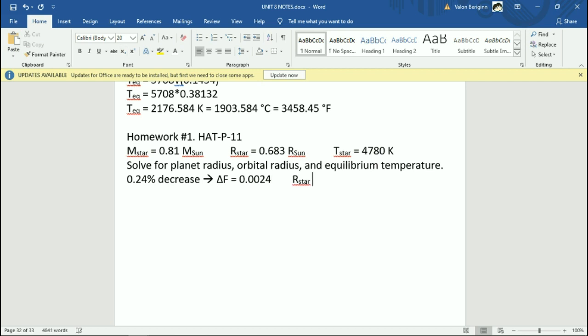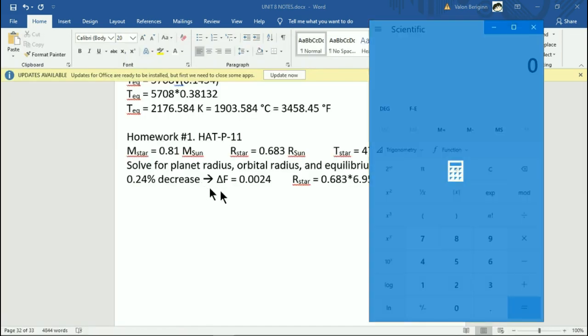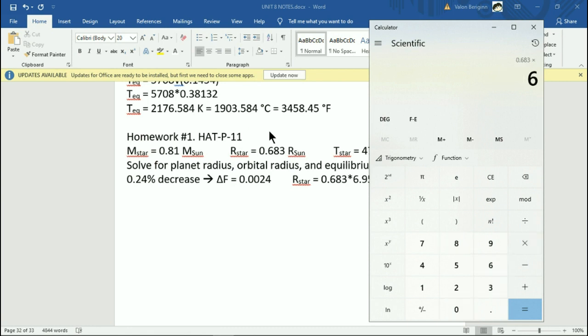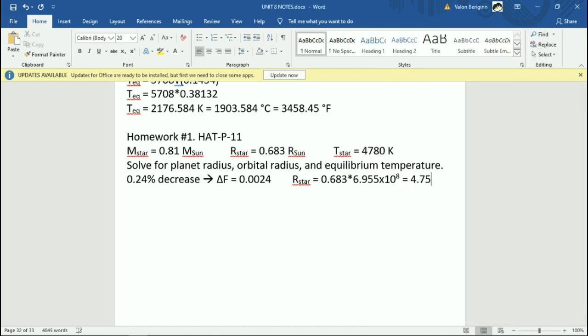Radius of the star is, again, 0.683 times the radius of the sun, so that's 6.955 times 10 to the 8. So, the radius there is, I always forget to bring a calculator before I start this. 0.683 times 6.955, 4.75 basically. I can't fit the meters in there, but oh well. So we have delta F equals R planet squared divided by R star squared. So we have 0.0024 equals R planet squared divided by 4.75 times 10 to the 8 squared.